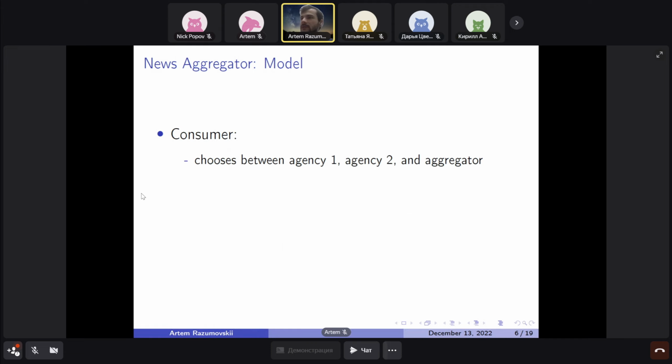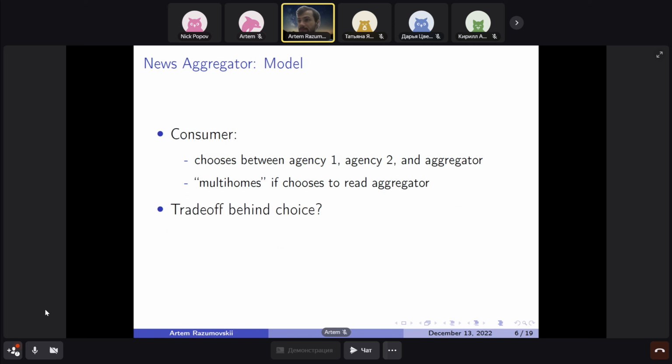Okay, then let's think about the consumer's choice. The consumers are choosing between agency 1, 2, and the aggregator, and we can think that they multi-home if they choose the aggregator. We already discussed this topic a bit. Why multi-home? Because going to the aggregator, you get access to both agencies. So I think it's intuitive that you can think about this as multi-homing.